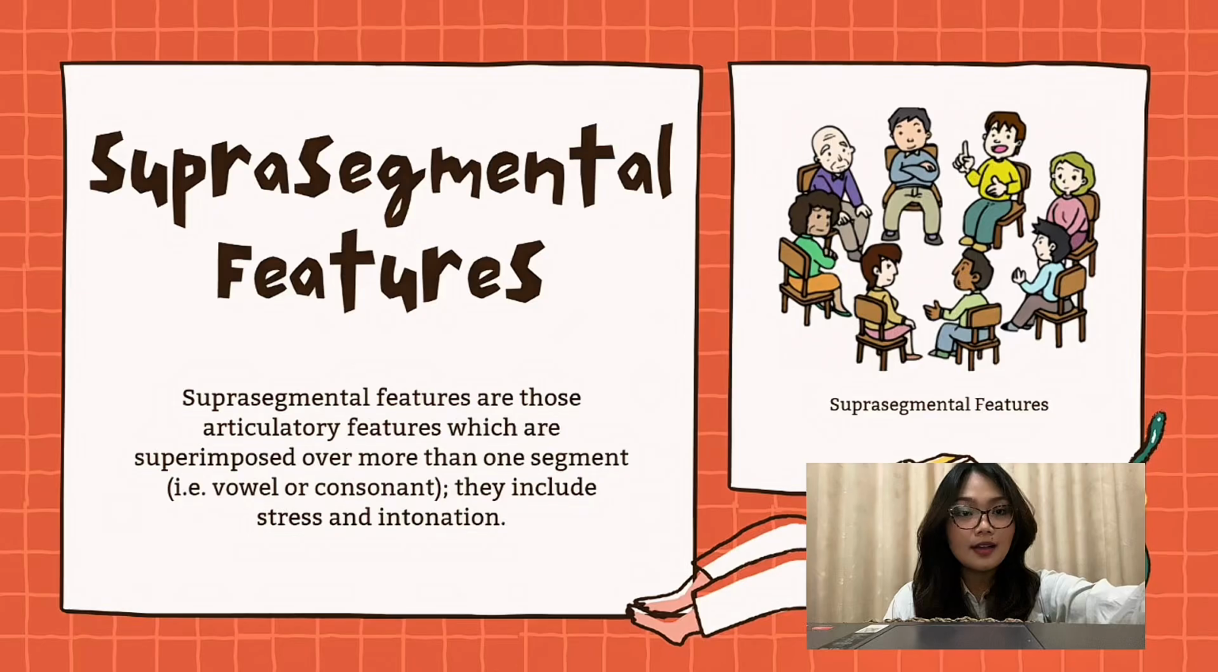Thank you. Alright, next is suprasegmental features. Suprasegmental features are those articulatory features which are superimposed over more than one segment, for example vowels and consonants. They include stress and intonation.